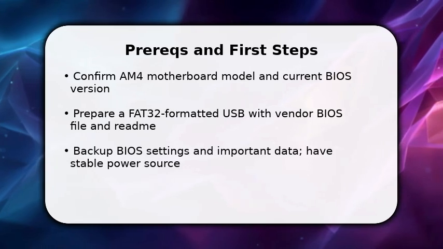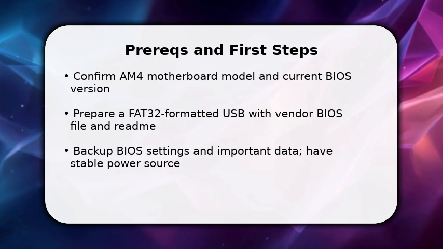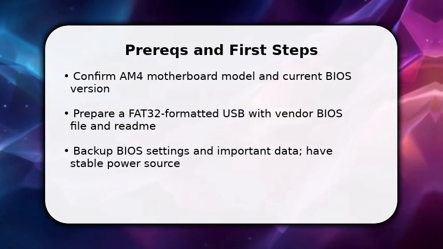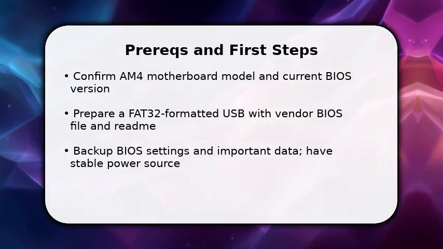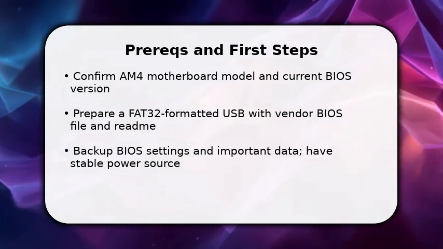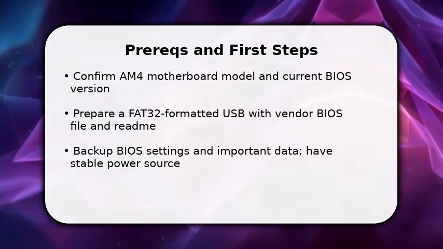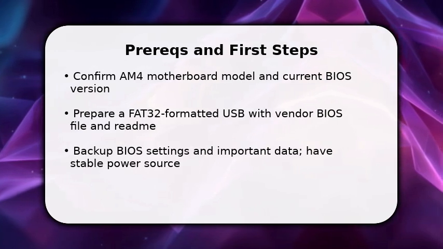You start by identifying your exact AM4 board model and current BIOS version, so you download the correct file. This prevents bricking. Once done, format a USB to FAT32 and place the vendor BIOS binary plus the rename instructions on it. Make sure to note your RAID or XMP settings in case you need to re-enter them.